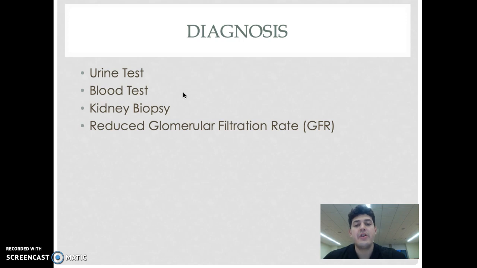A urine test or urinalysis may show red blood cells or even white blood cells in your urine. This could be an indicator of possible damage to the glomeruli. Blood tests can provide information about kidney damage and impairment of the glomeruli by measuring levels of waste products such as creatinine and blood urea nitrogen. And a kidney biopsy involves using a needle to extract small pieces of kidney tissue for examination in order to help determine the cause of inflammation.